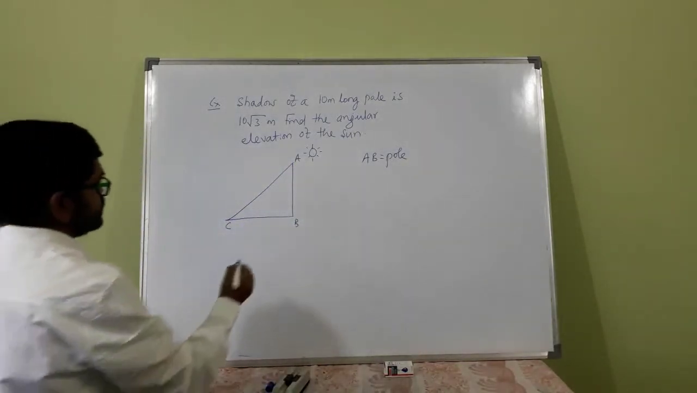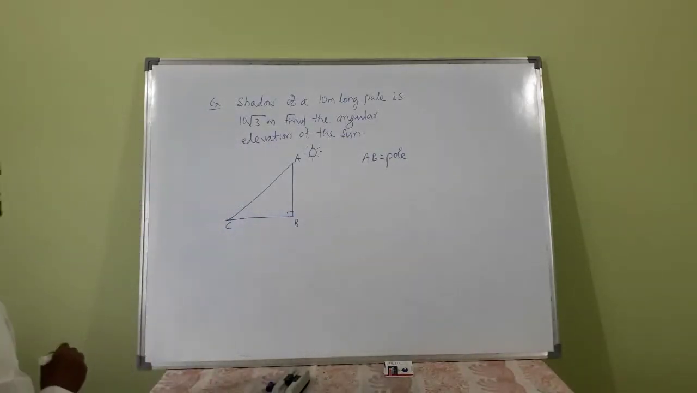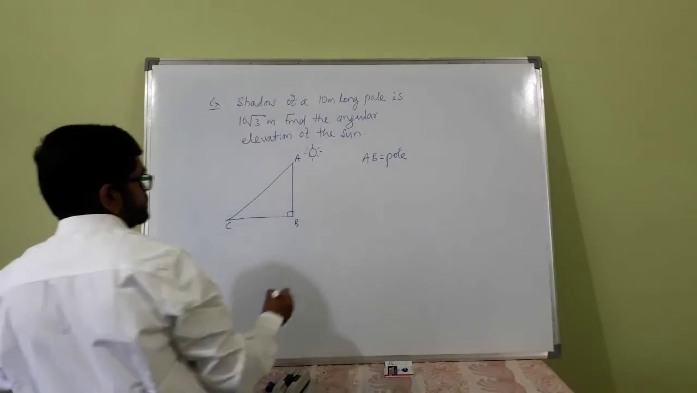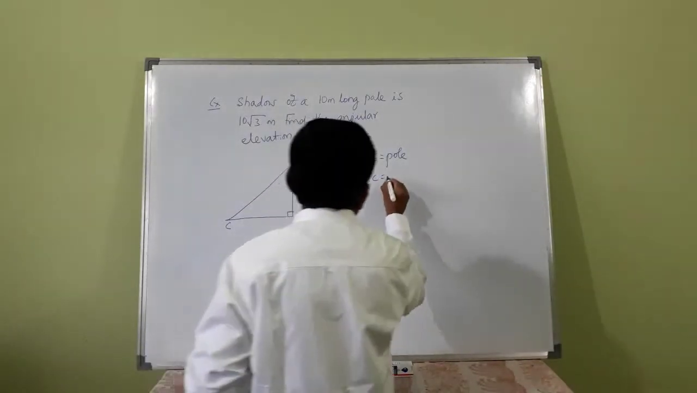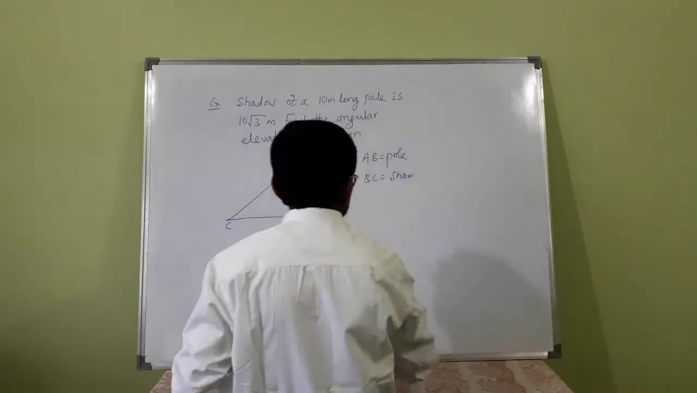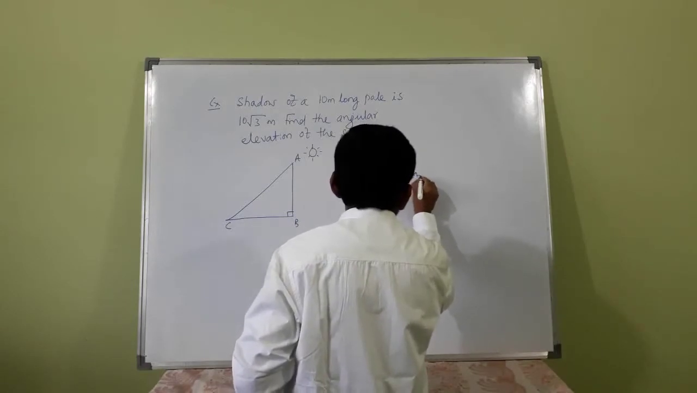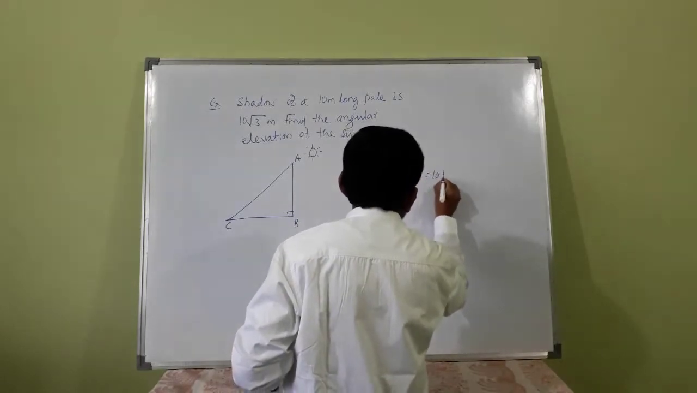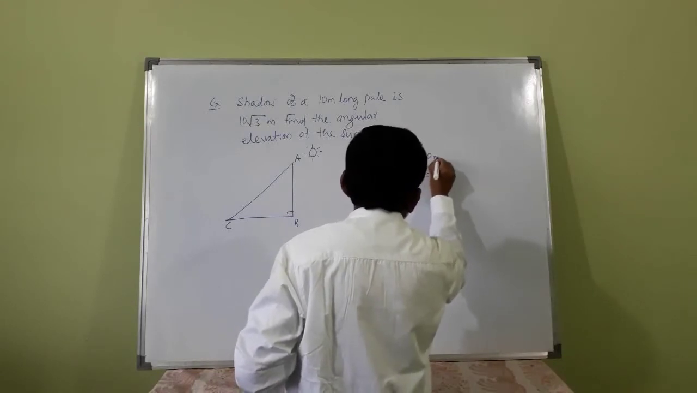Okay, this pole is perpendicular to the ground. This is the shadow length. BC is the shadow. The shadow length is 10 root 3 meter.